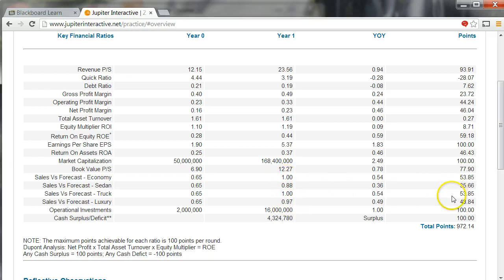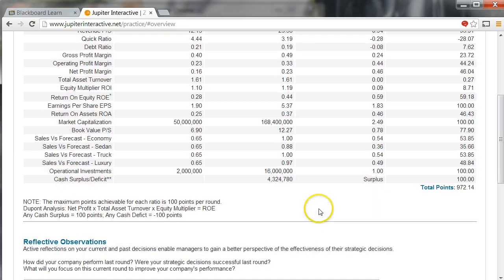But I did earn points in every area, and I wound up making operational investments, and for doubling my operational investments, I get 100 points. And for having a surplus, remember, my surplus was projected to be 11 million, but it was only 4 million because I didn't sell everything I promised. Here I came under forecast, so I lost some sales, but I still had a surplus, get 100 points for that. So I got a total of 900 points.